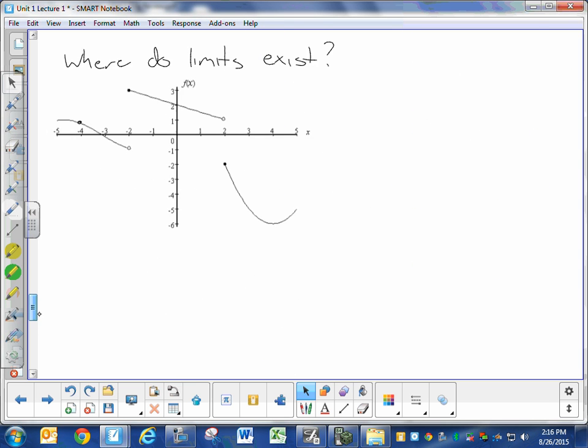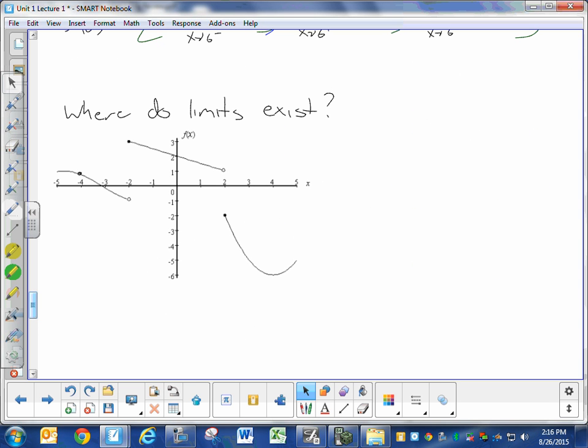Let's look at another problem like this. Instead of where do limits not exist, we can ask where do limits exist. You'll have problems like this on your homework. Where do limits exist for this function f of x? Anybody? Exactly. I like how we said everywhere except for 2 places.